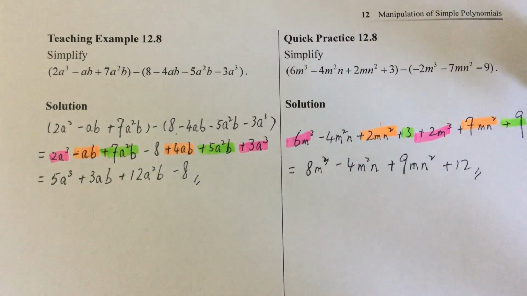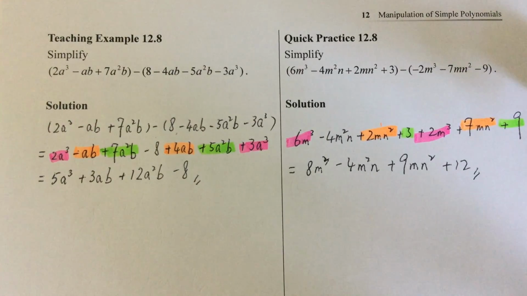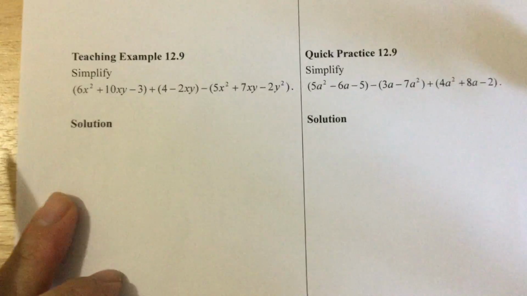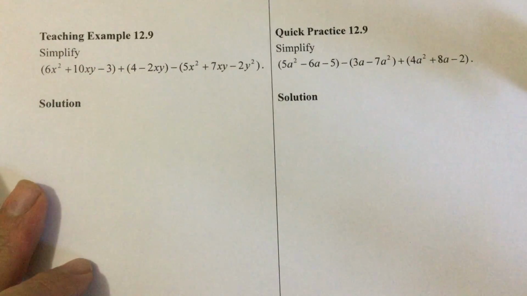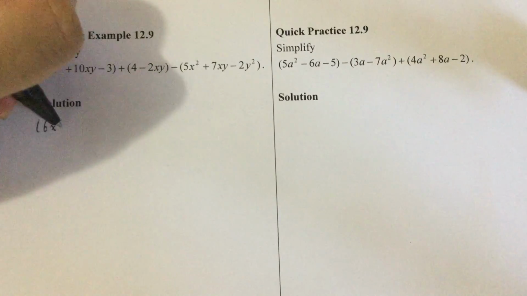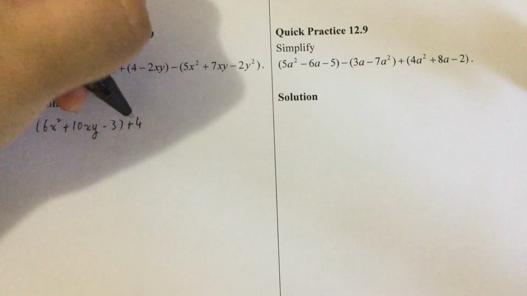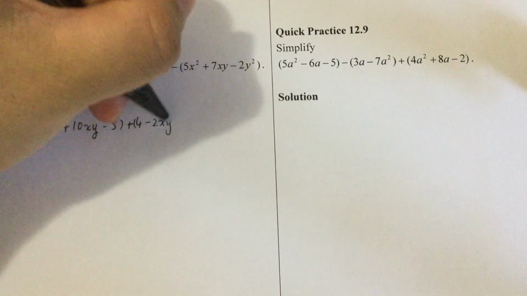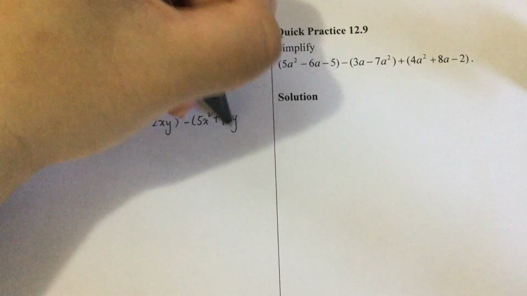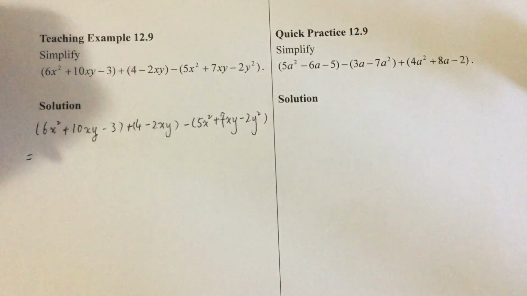Okay, now we will go to the final question. That is the teaching example 12.9. And the final question you need to do is quick practice 12.9. Okay, now we will have it. Teaching example 12.9. This time we will have 3 brackets. But every time, however many brackets there are, you will do the same thing. So let's copy the question first. Okay, now let us copy it once again. So we will break down the bracket one by one.